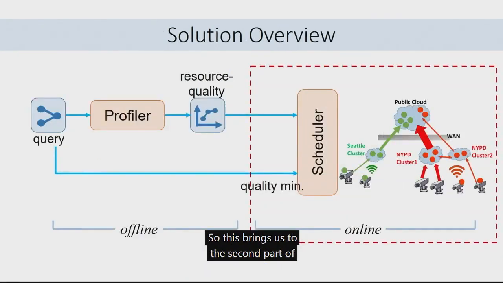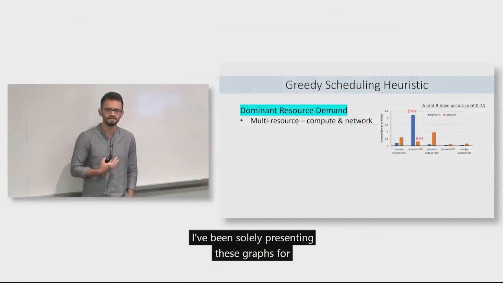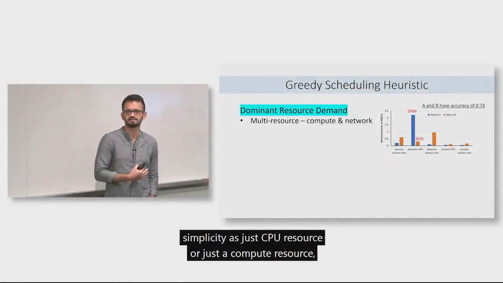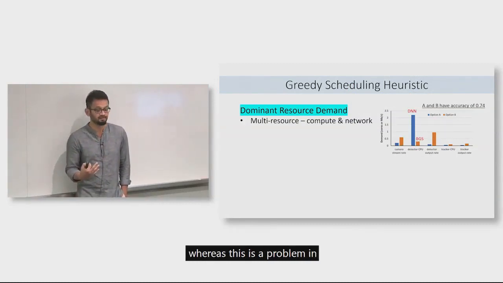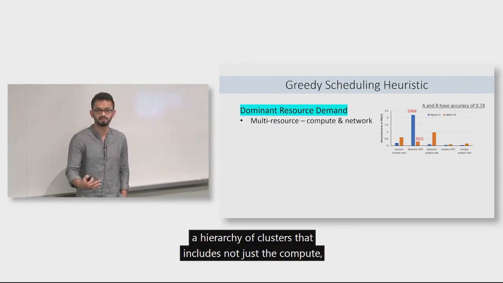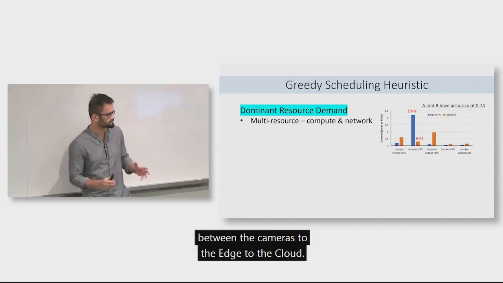So this brings us to the second part of the talk in terms of the scheduling itself. And note that this is a multi-resource scheduling problem. I've been presenting these graphs for simplicity as just CPU resource or just compute resource, whereas this is a problem in a hierarchy of clusters that includes not just the compute, but also the networking connection between the cameras to the edge to the cloud.